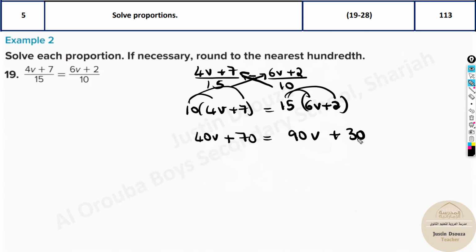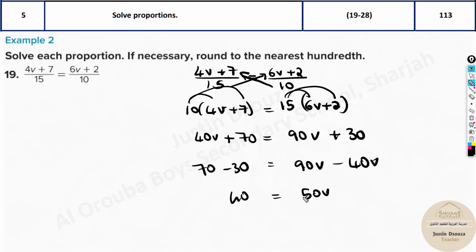Whereas over here, the numbers just go to the other side. Doesn't matter which is big or small, only the variable. So this 90v remains, and this 40v goes to the other side, becomes negative 40. Whereas 70 over here and minus 30. Now let's simplify this. 70 minus 30 would give you 40 equals 50v.